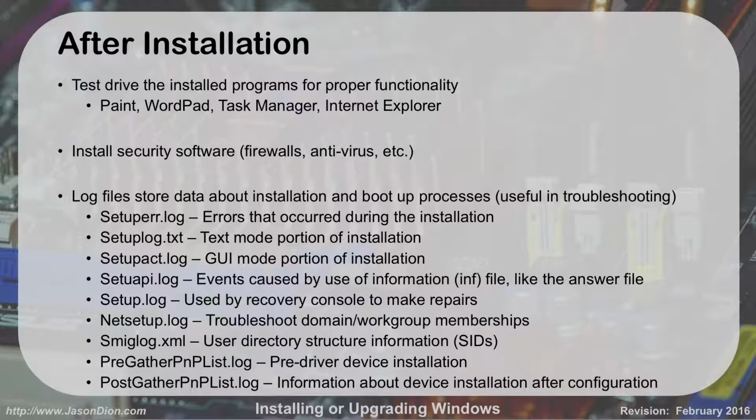Is the network working? Make sure that Task Manager is working. Make sure WordPad is working, which is the basic word processor that's built in. Go to Paint, which is a basic paint program. Just make sure that it can load, open, and close these programs properly. Before you connect to the network, you want to install your security software. You want to make sure you have antivirus and firewalls. Things like Windows Defender or Windows Security Essentials are a great free resource for this.